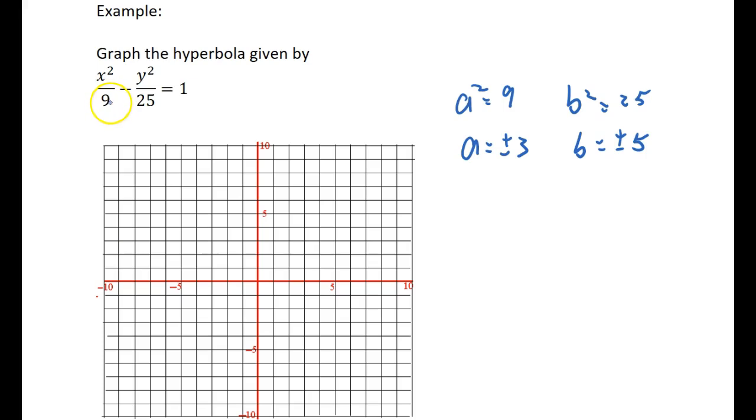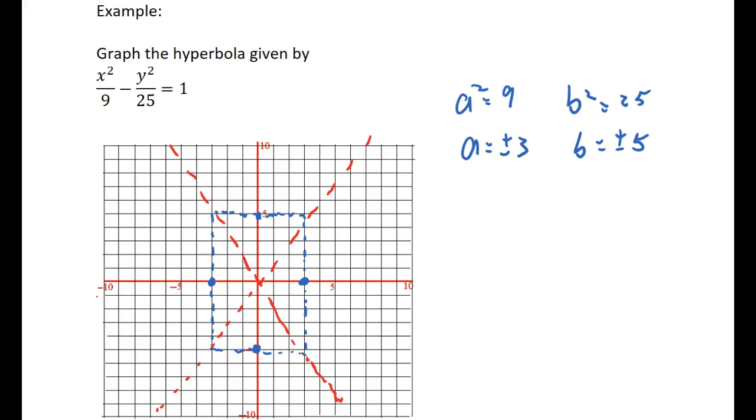Okay, so a is underneath x. So I'm going to go out 3 in the positive direction. I'm going to go out 3 in the negative direction. 25 is underneath y squared. I'm going to go up 5. I'm going to go down 5. And instead of drawing an ellipse, I'm going to draw a rectangle that contains those 4 points. Then I'm going to draw asymptotes that go through the corners of the rectangle and the center.